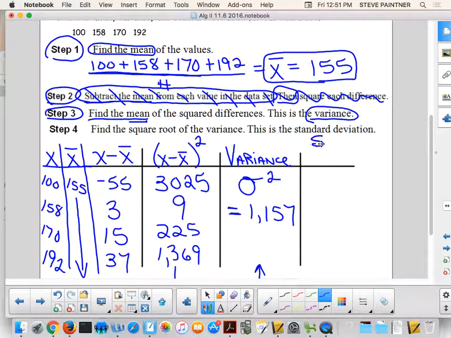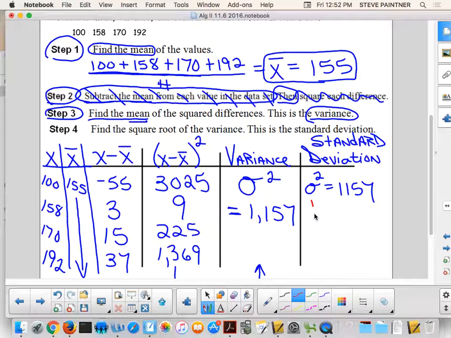Then you want this last column. Well, guess what this last column's called? You're right, it is sigma, but it's called standard deviation. Now, to get it, you take variance. Variance is sigma squared equals 1157. How do I get sigma squared down to sigma? It says right here, find the square root of variance. Well, just take the square root of this to get sigma, square root of this to get your answer. 34.01. Okay, 34.01.